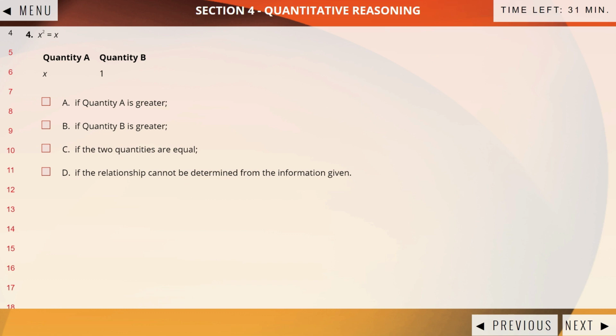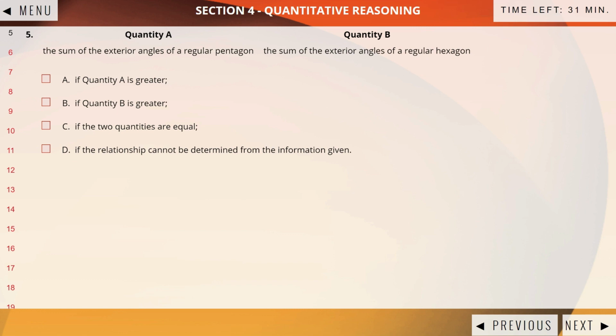This one, x squared equals x. What numbers is that true for? 1 and 0. It's true for the number 1, 1 squared equals 1, but it's also true for the number 0. Don't forget 0. So therefore, knowing nothing about x, we know it's either 1 or 0, and therefore we can't say they might be equal or A might be less, so D would be the answer.